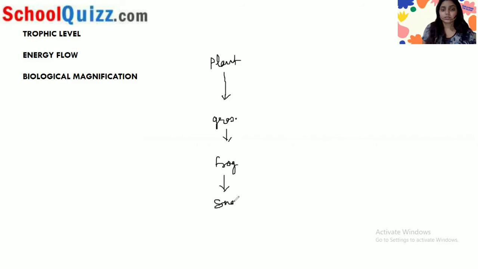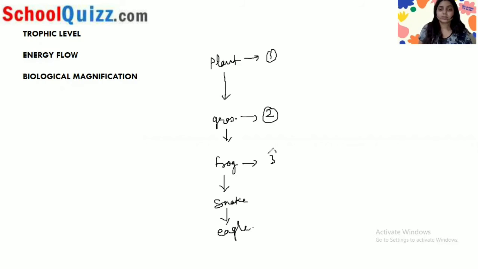Now we will see what is trophic level, energy flow, and biological magnification. Trophic level is basically like, let's say this is a plant, and this plant is eaten by the grasshopper, the grasshopper is eaten by the frog, then the snake, then the snake is eaten by the eagle. So these are the levels. This is the first level, the second, the third, the fourth, and the fifth. These are called the trophic levels.